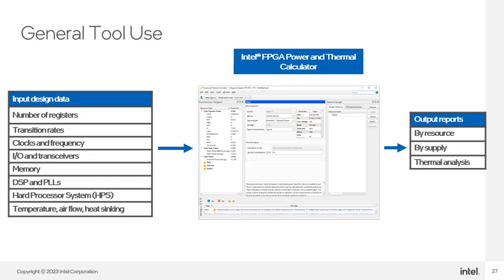As information is entered, report information is generated that provides estimated power consumption for the device and the design. The calculated information is organized to provide power usage for each type of device resource and power requirements for each supply. As changes are made to the input data, the calculated values update on the fly, providing a true what-if analysis.